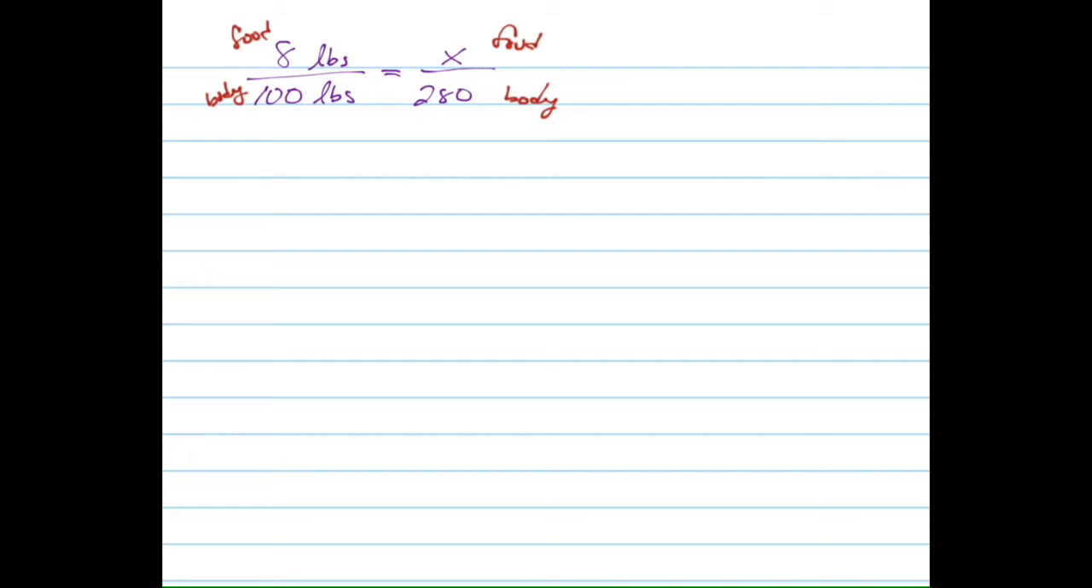So now we cross multiply. 8 times 280 is 2,240. And then we have 100 times x. What do we get when we divide?